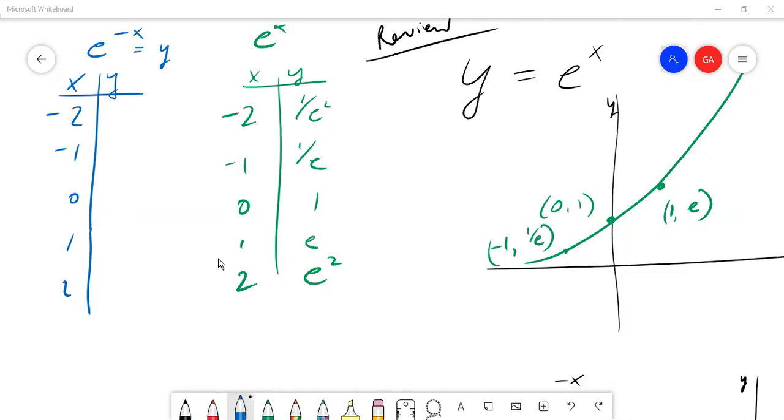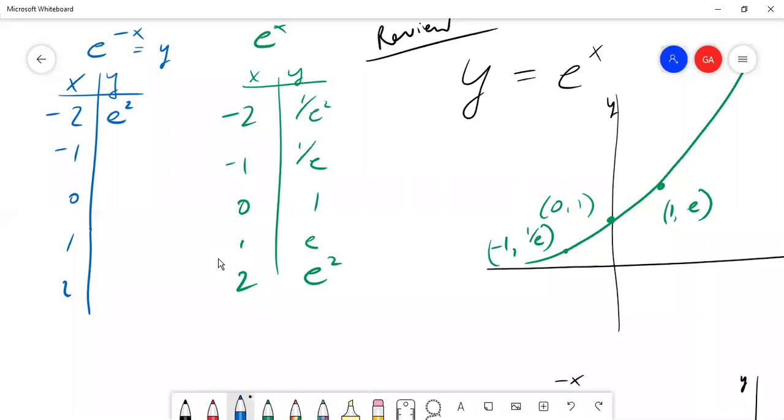Kennedy, are you there? Kennedy, what do you think y would be when x is -2? No response. Leanne, I heard from you earlier. What is y here? I'm just asking you to plug in a point. So put in x is -2. Is this e to the second? E squared, very good.